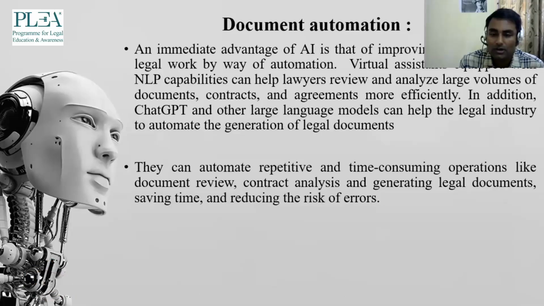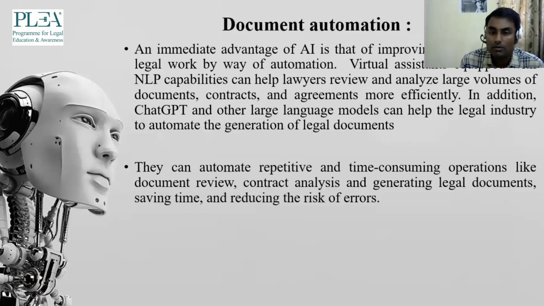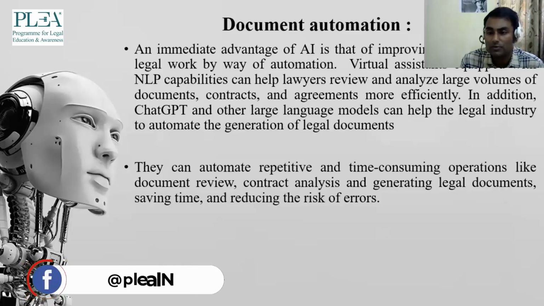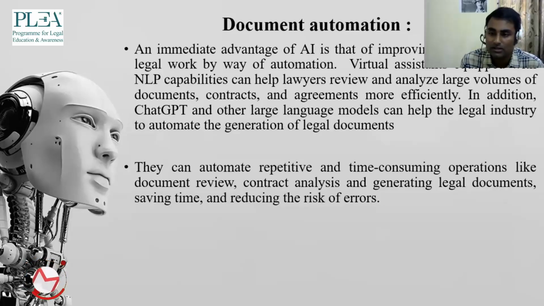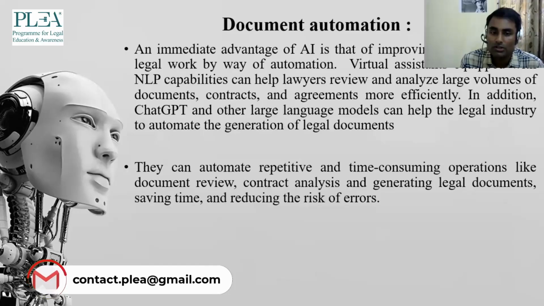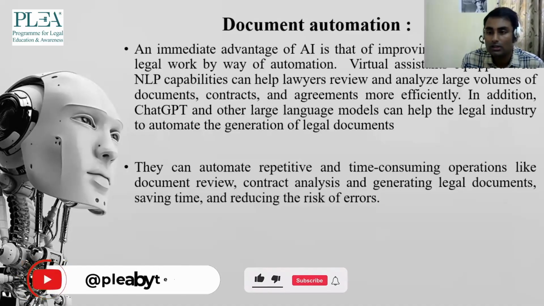They can automate repetitive and time-consuming operations like document review, contract analysis, and generating legal documents, which is time-saving and reduces the risk of error. That is another very important thing, that the human mind is not flawless, many times we commit mistakes, and that may be reduced due to robotics and the use of artificial intelligence. But here also the debate is the same: whatever you install in the mind of some artificial thing or robot, it will work for that, and it doesn't know how to do it any other way. So those are the modalities and the questions also.